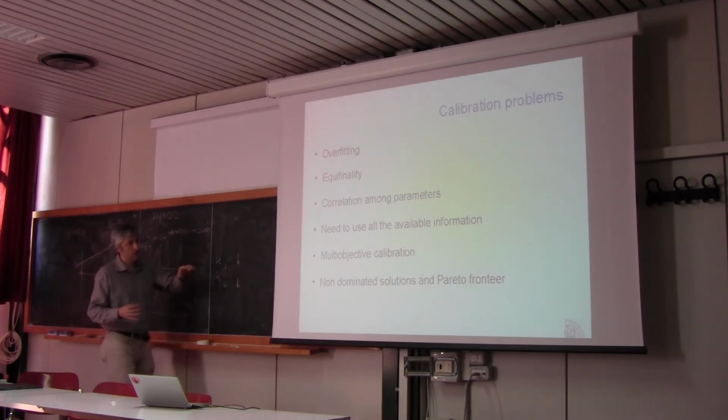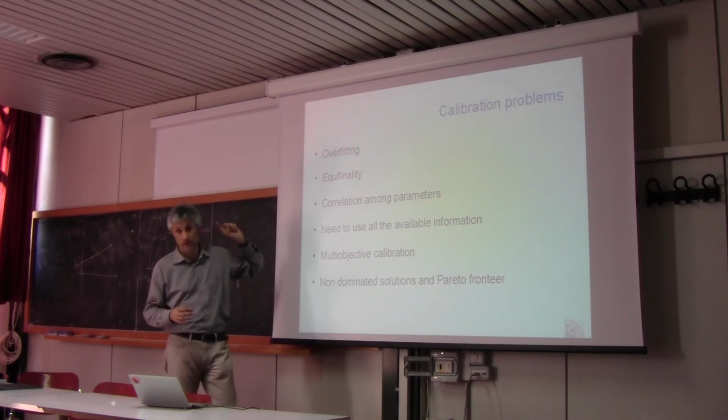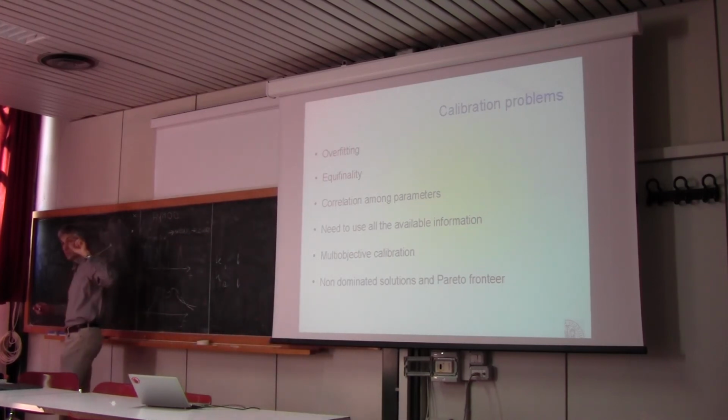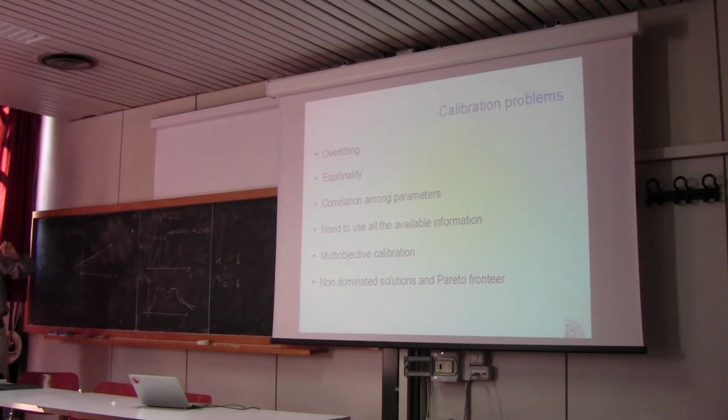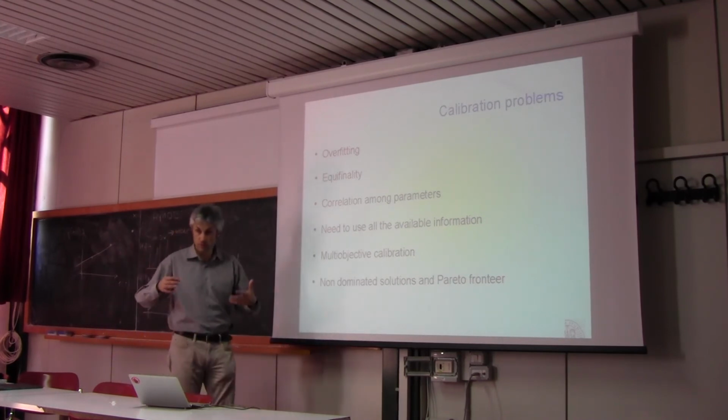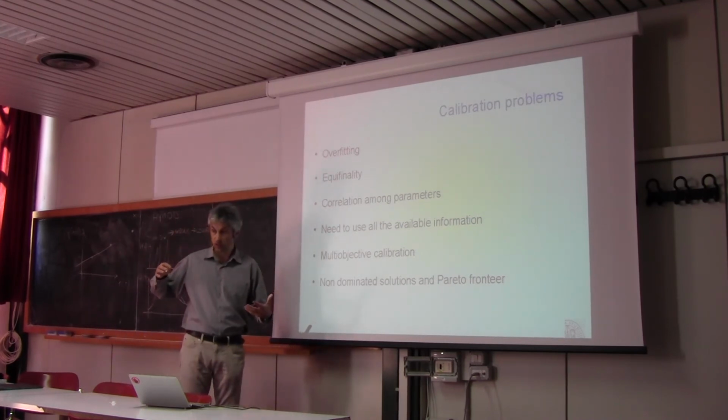So this is why here I wrote: need to use all the available information. Let's not assume that least squares, or in any case a single objective function, can extract all the information from a hydrograph. No. There is more information. And if you use multi-objective calibration, this is an opportunity to extract more information.